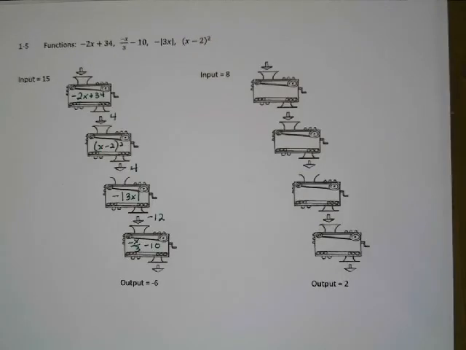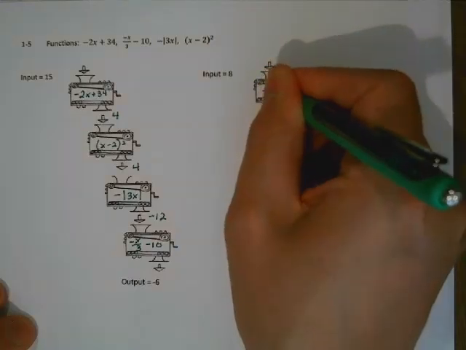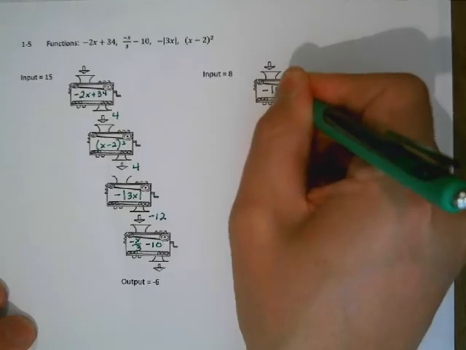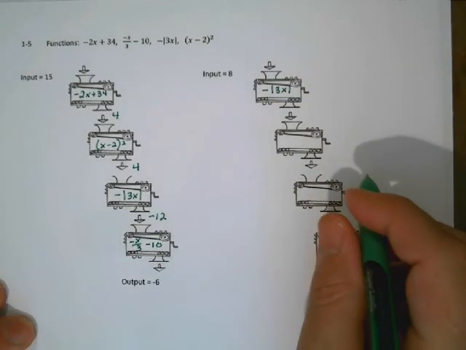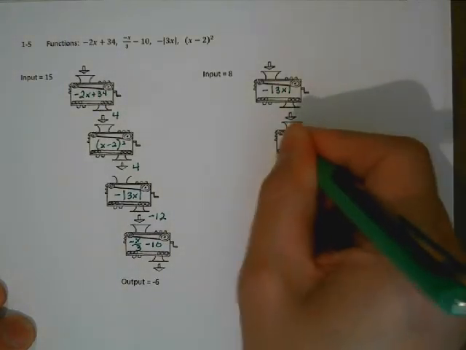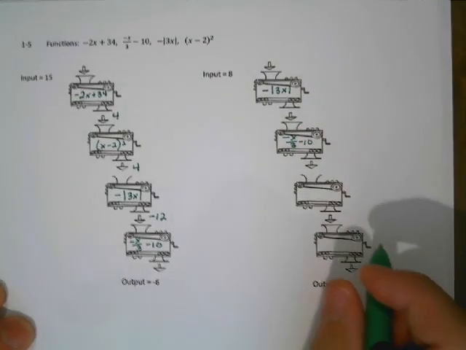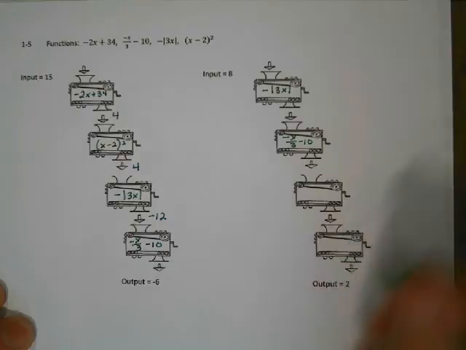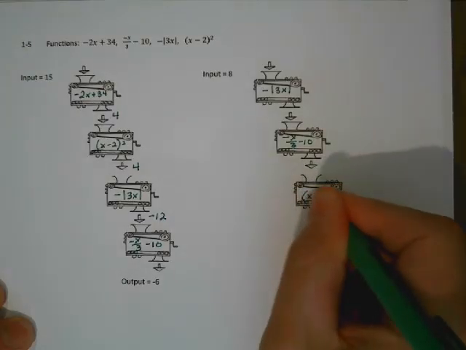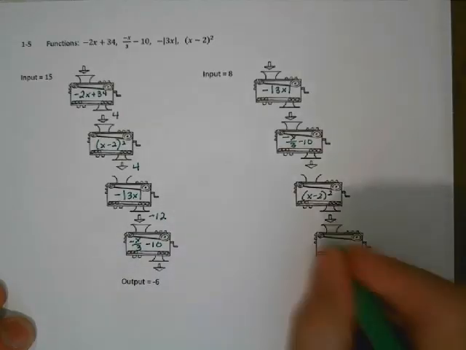For the second set, here are the correct answers. The first one should be the negative absolute value of 3x. And then the second one is negative x over 3 minus 10. The third one is x minus 2 squared. And the last one is negative 2x plus 34.